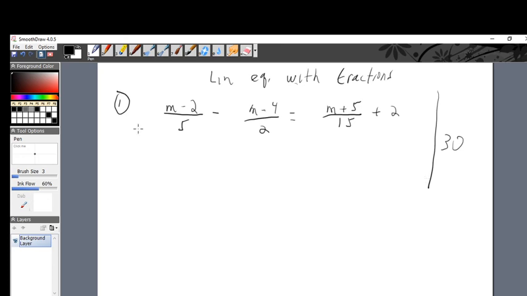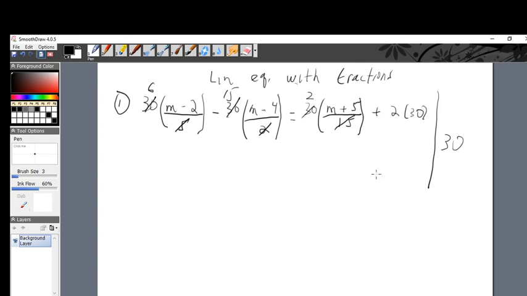As soon as you figure that out, you multiply every single piece of this, all 4 of them, including the last one, by 30. Where will that get you? Look at this. 5 goes into 30 6 times. 2 goes into 30 15 times. 15 goes into 30 twice. And 2 times 30 will be 60. Where does that get us? That gets us to the next line.